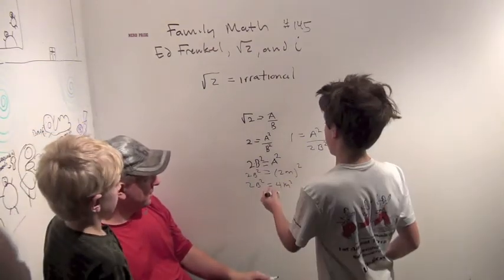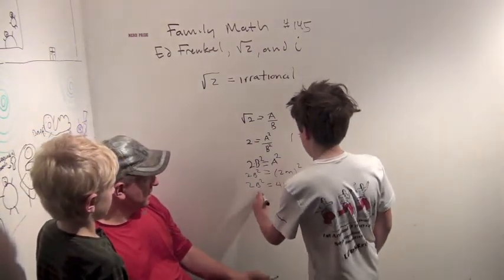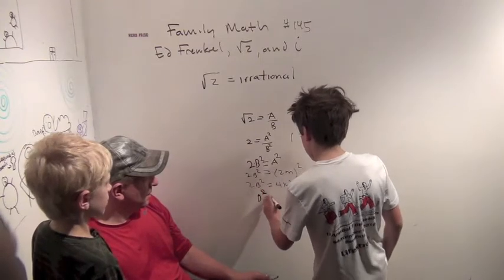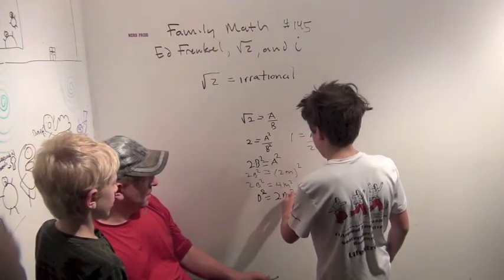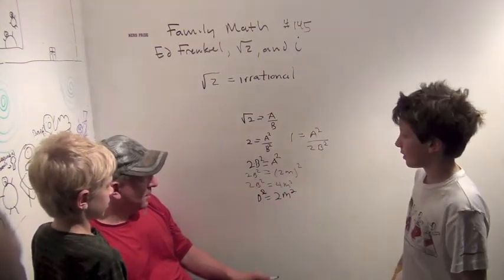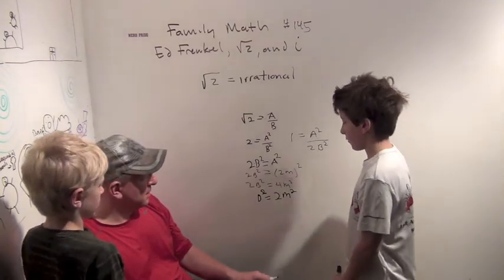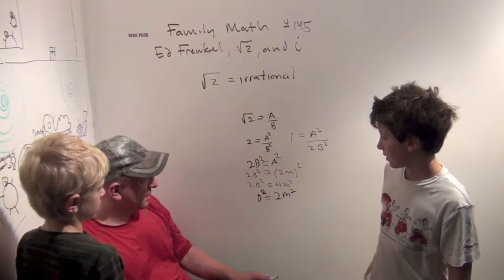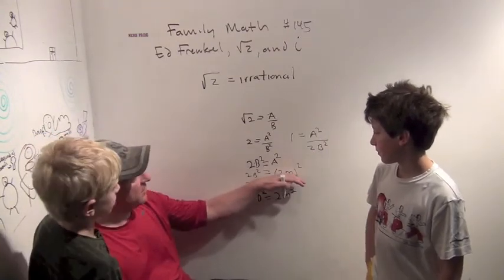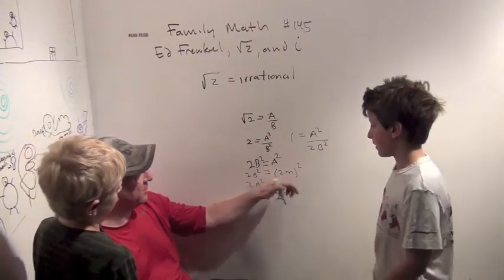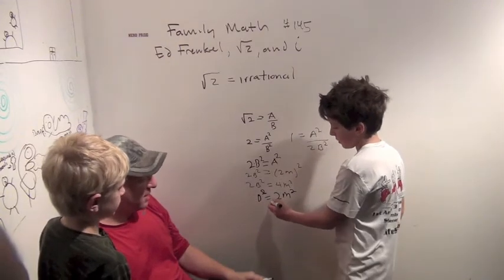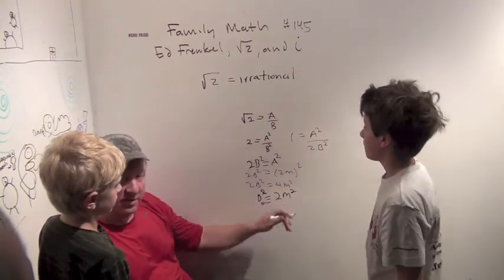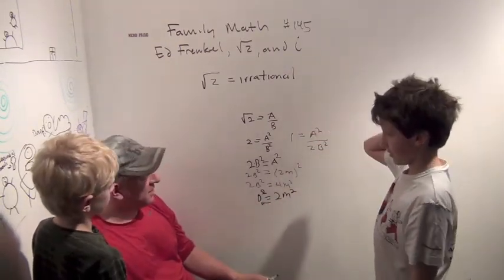Now we take a 2 out of each side. b squared equals 2m squared. This means b is even. b is 2 times some integer. But we said they were in lowest terms.